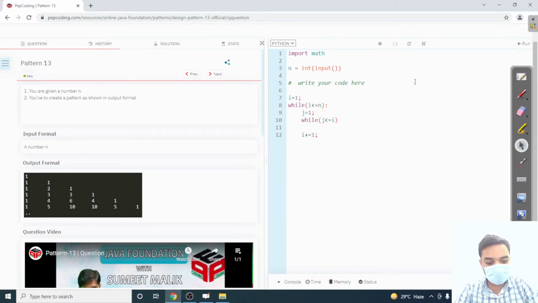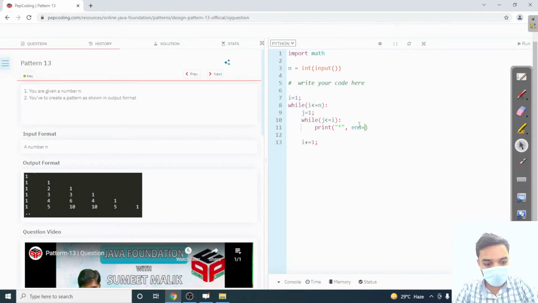Why did I do this? Because I want to print this kind of pattern. When I am at the very first row, I just want to print one element. At the second row, two elements, third row three elements. That means till j less than or equal to i. You have to figure this out; we have done this kind of question before. So I just want to print a star ending with a tab.